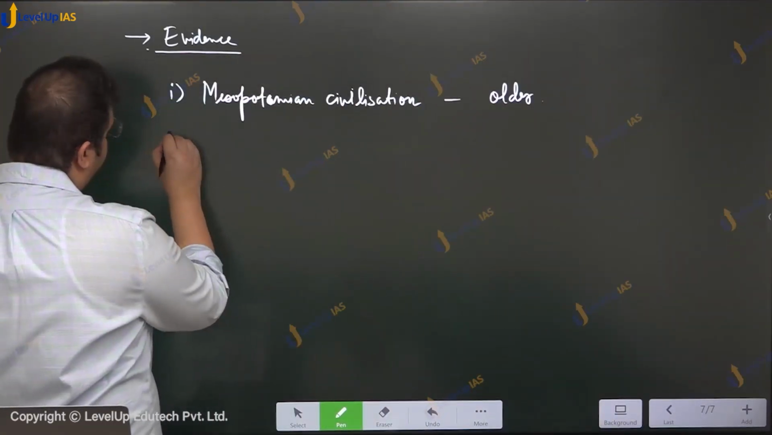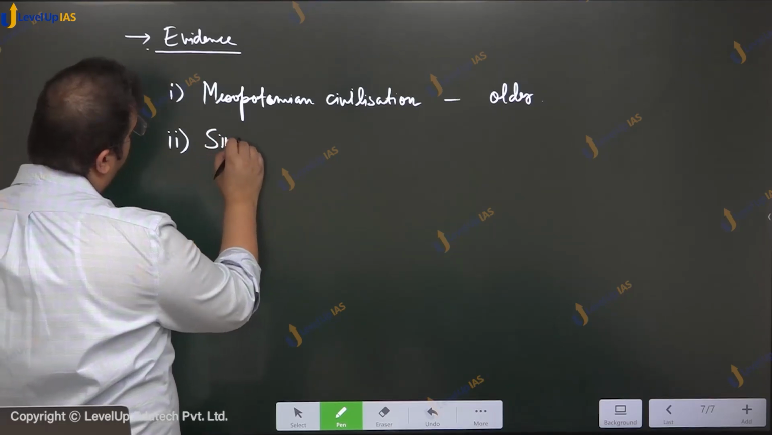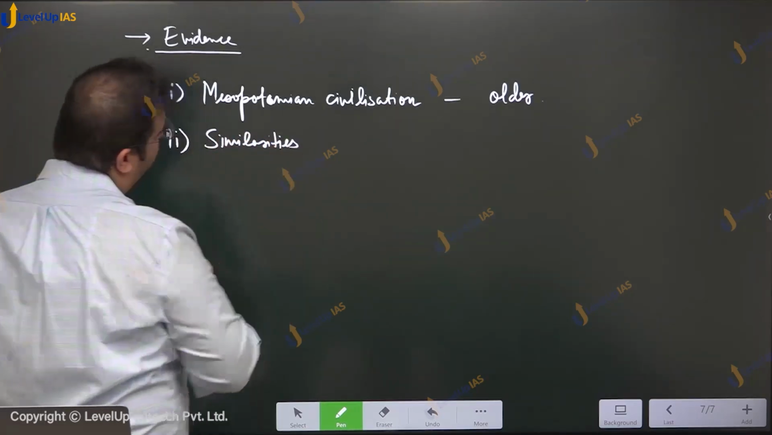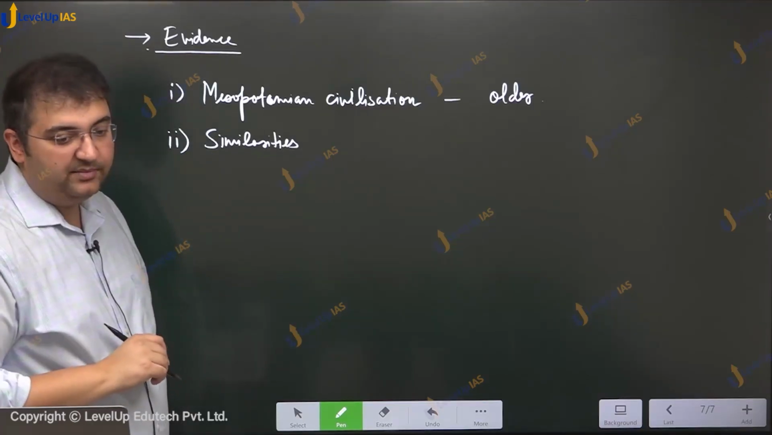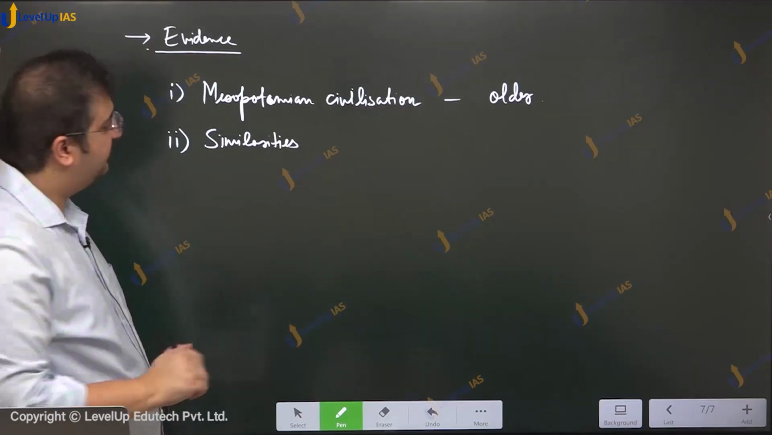Secondly, they like to point out the similarities between the Mesopotamian and Harappan civilization. किस तरह की similarities?